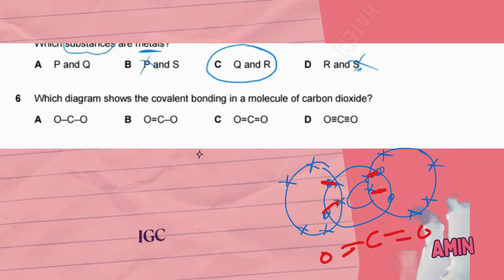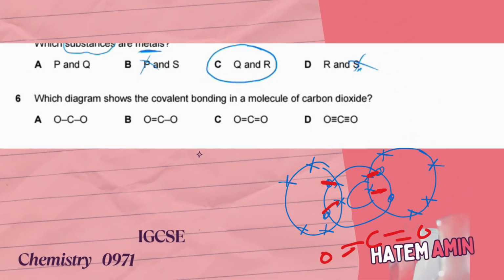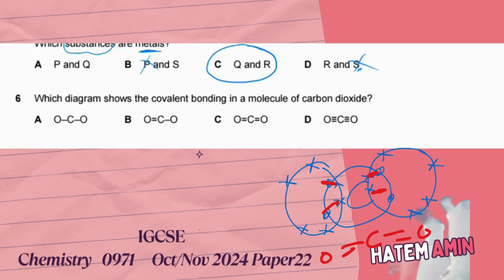The question is, which diagram shows the covalent bonding in a molecule of carbon dioxide? Okay, we know it's composed of carbon and oxygen. First of all, carbon has how many electrons in the outer shell? It has 4 electrons in the outer shell. With these 4 electrons, how many covalent bonds can it make? It can make 4 covalent bonds.